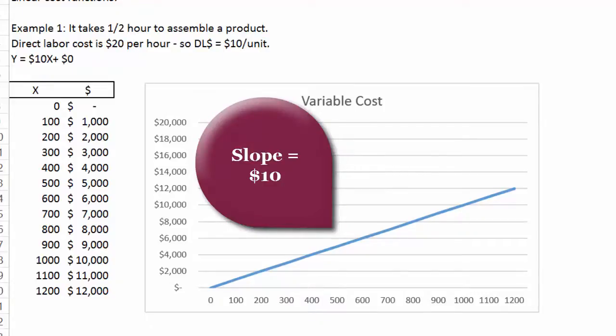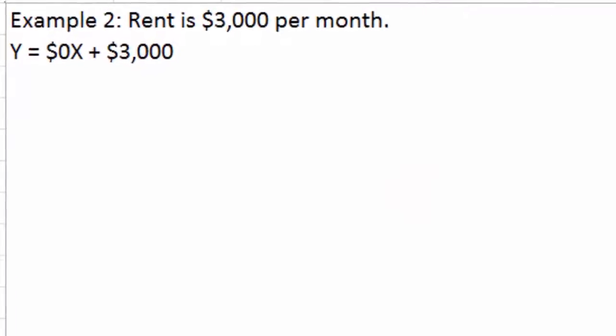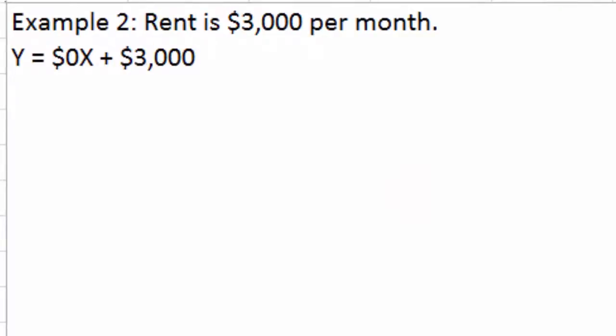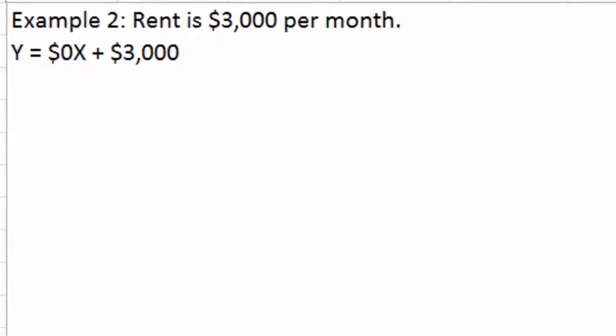Ready for another example? Let's go on and look at a fixed cost. Rent is $3,000 per month. Y equals 0x plus 3,000. The slope of our line is going to be 0. That means it's going to be a flat horizontal line. The fixed cost is 3,000.